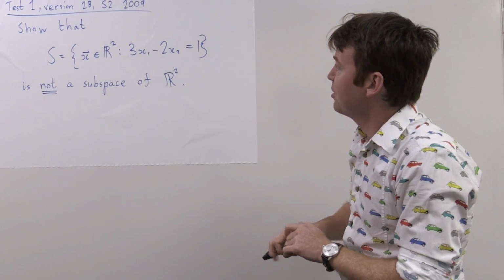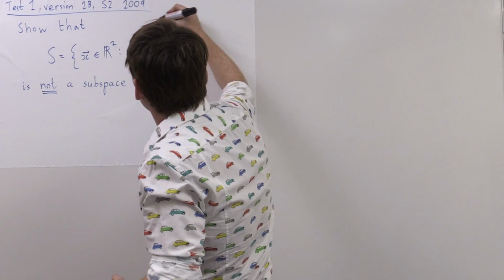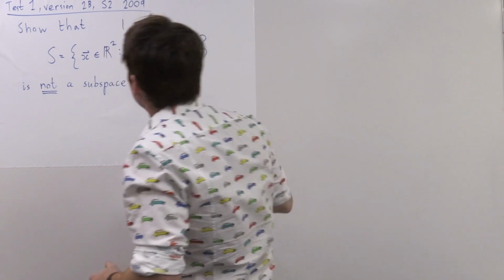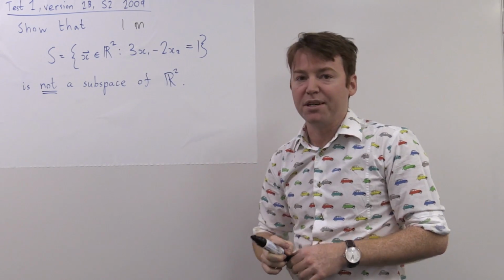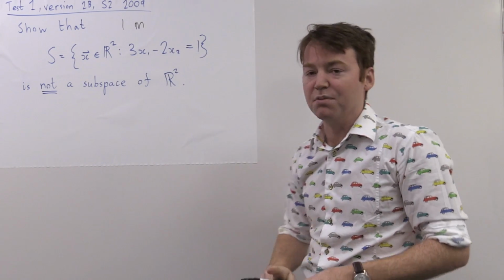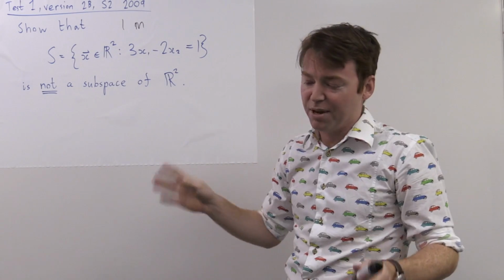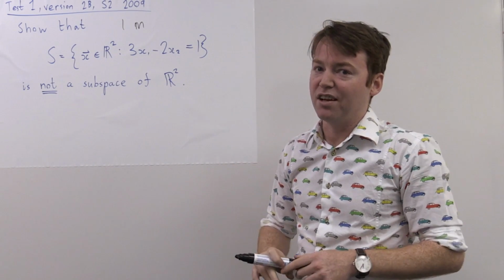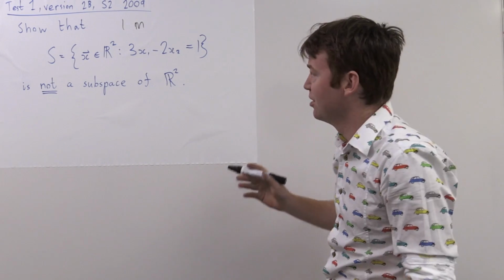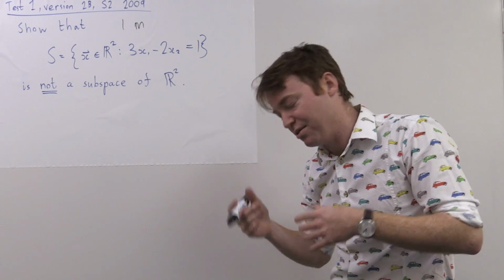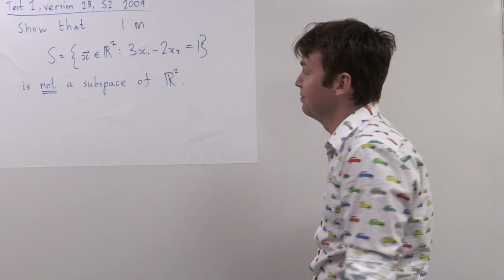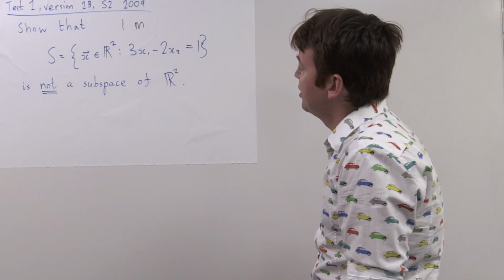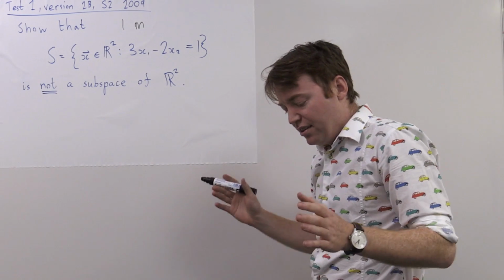This is a 1 mark question, so 1 mark. It asks us to show that a set is not a subspace. And when you see something is worth 1 mark, it should be more or less a matter of writing down one line, getting the mark. 1 mark tells you this is not a complicated question, don't go crazy with it, don't spend a lot of time on it. 1 mark, get your mark, move on. Show that this is not a subspace.